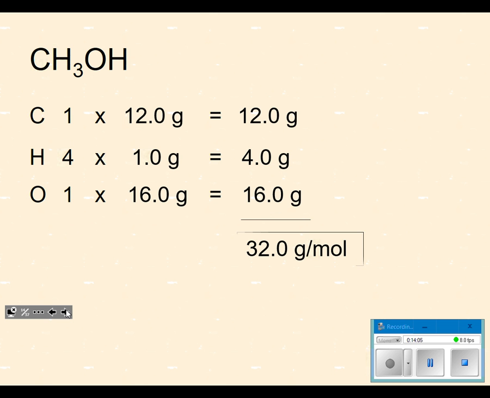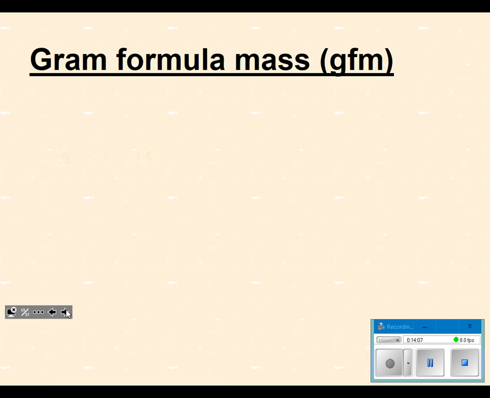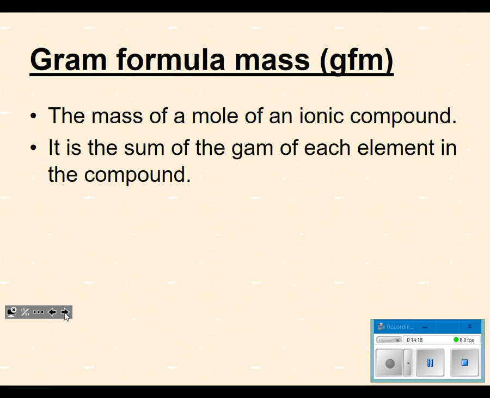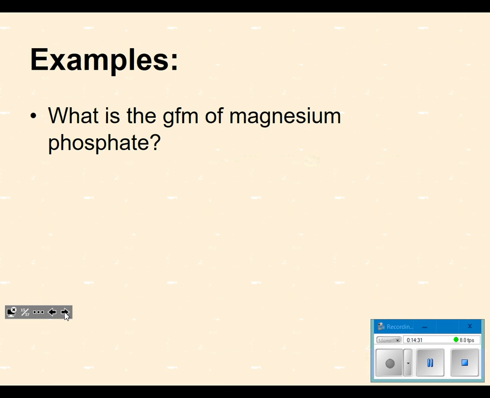Okay? All right, so then we have the gram formula mass, which is the GFM. And the only difference in this one is that this is the mass of a mole for an ionic compound instead of a molecular compound. But it's really still just the sum of each of the elements' gram atomic masses of the compound. So the GMM and the GFM are all the same. They're really just sums.